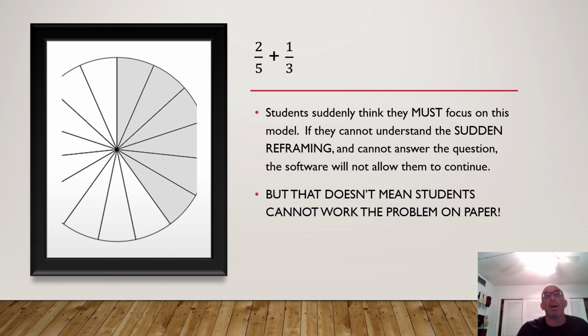Okay, so we got 2/5 plus 1/3. And again, students are suddenly thinking they got to focus on this bicycle wheel, but it doesn't mean you can't work the problem on your paper. And that's what you got to remember. Don't even worry what the software is telling you to do. 2/5 plus 1/3. Take a blank sheet of paper. Take a pencil. Solve the problem. You can come back to the software. You can even get up and go to another desk and work on the problem. Computer's not going anywhere.